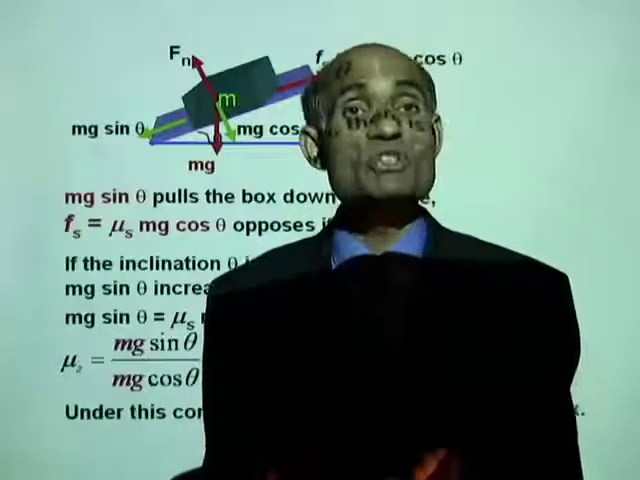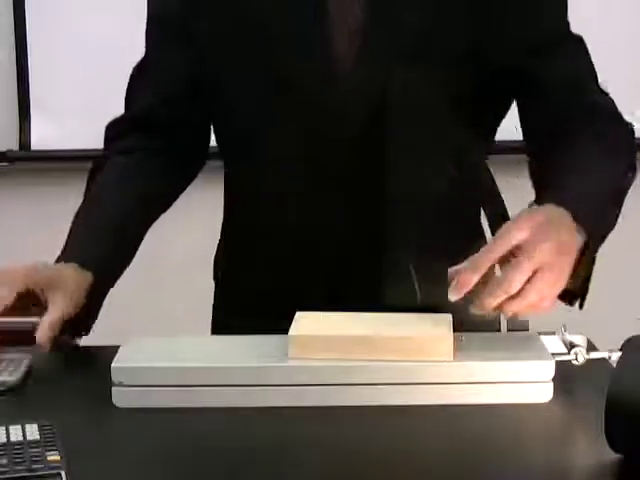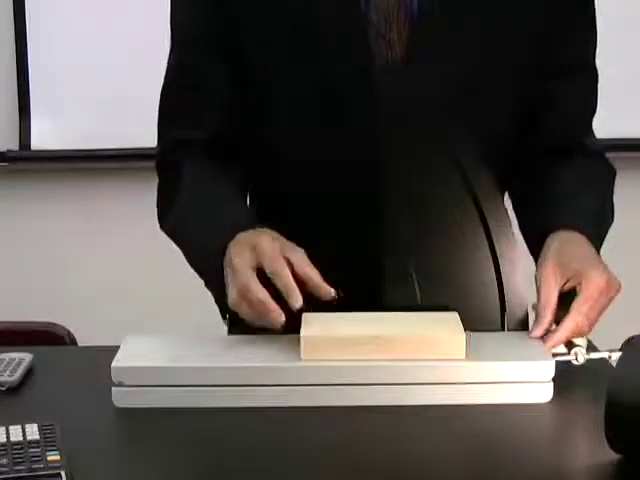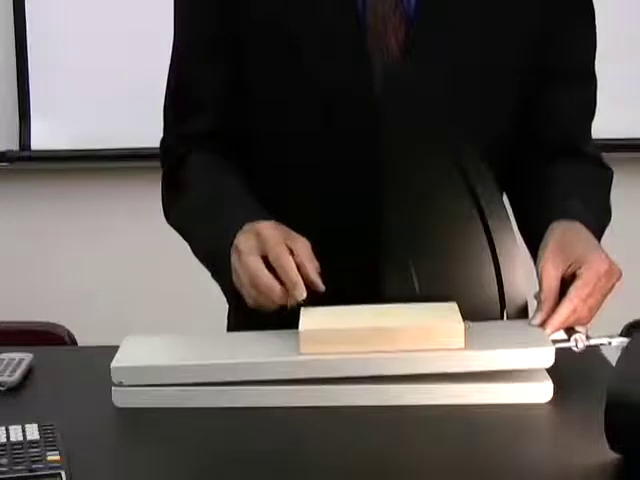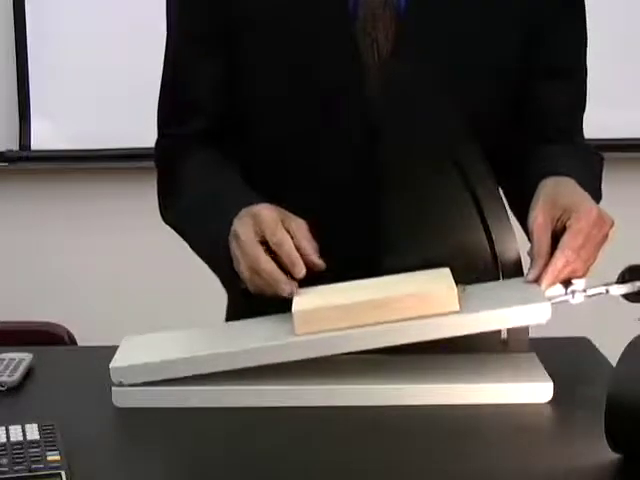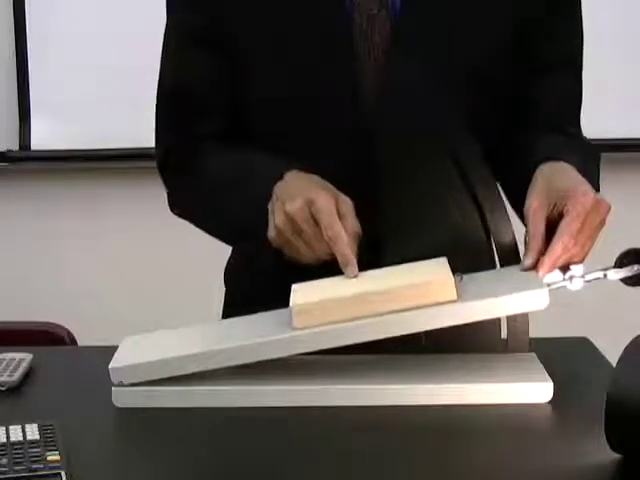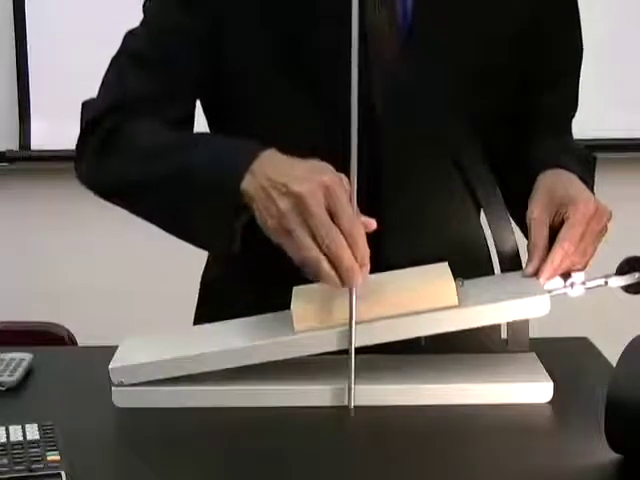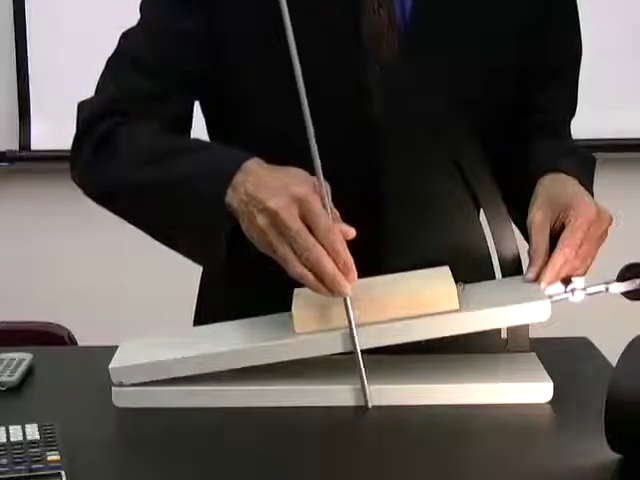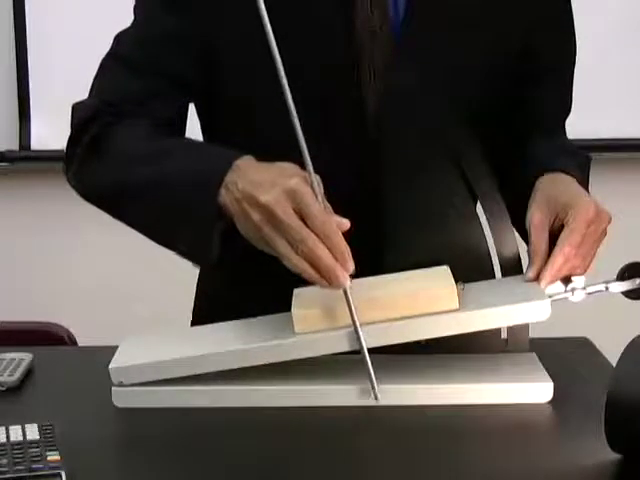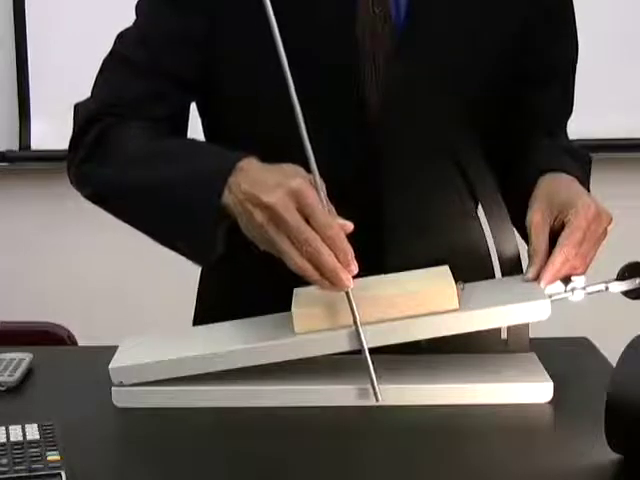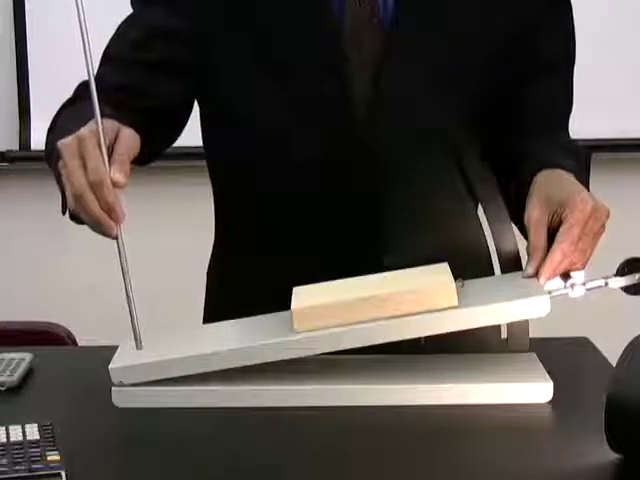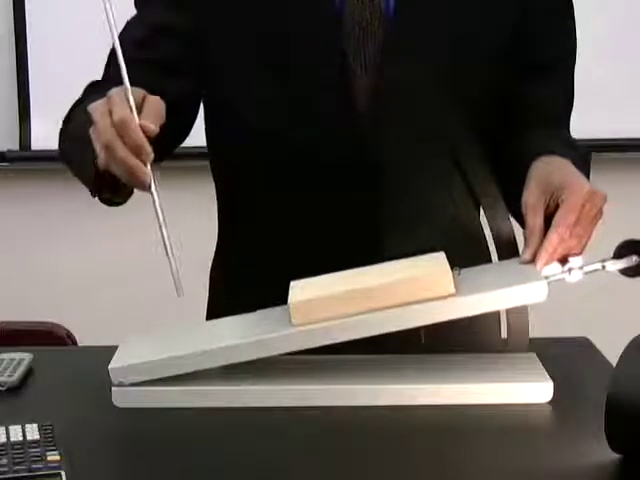Well, let's see if I can show that to you. Here I have now that block of wood on an inclined plane, and watch as I increase the angle of inclination. Now tell me, what are the forces now? The weight mg will be acting vertically down. And what is the normal force pressing the two surfaces together? That will be mg cos theta. And what is the force pulling the block down the plane? Will be mg sin theta.